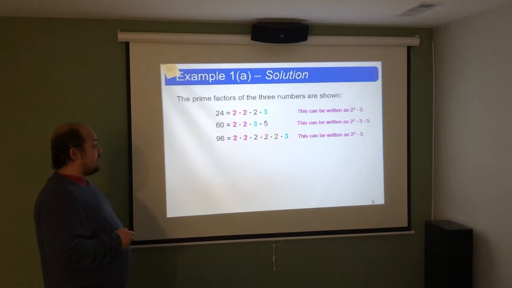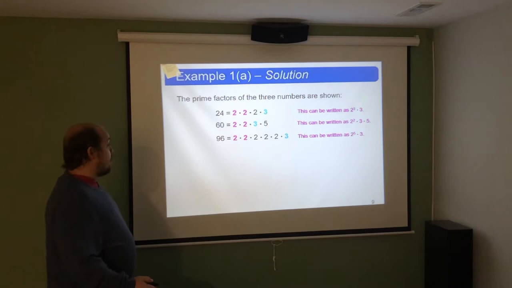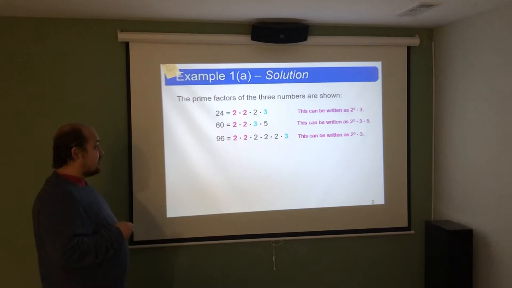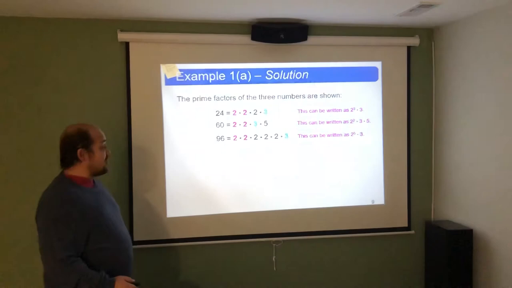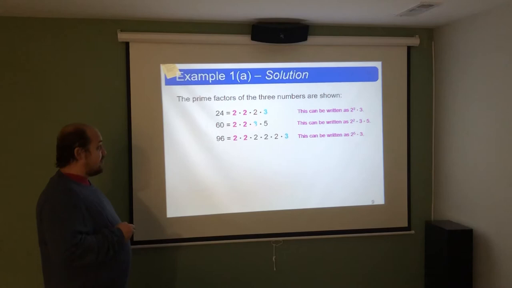So when I end up looking for where the overlap is, every one of them has 2 of these 2s as factors. So we can include 2 2s in our greatest common factor multiplication. Every one of these also has 1 3. This extra 2 isn't represented in 60. This extra 5 isn't represented anywhere else. And this extra 2 wasn't in 60, so neither of these 2s. We have 2 2s and a 3. If I multiply them out, 2 times 2 is 4, times 3 is 12. So 12 is the greatest common factor of these three numbers.